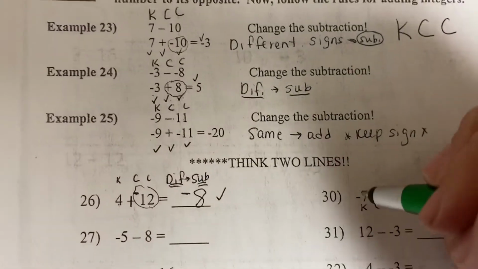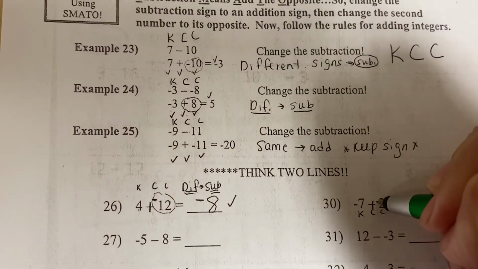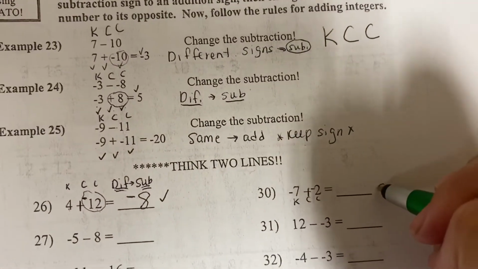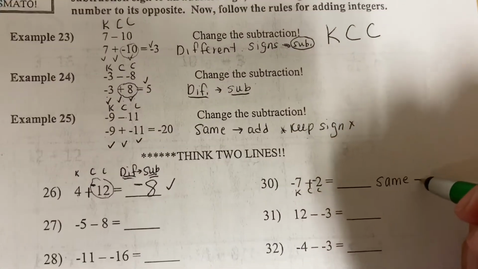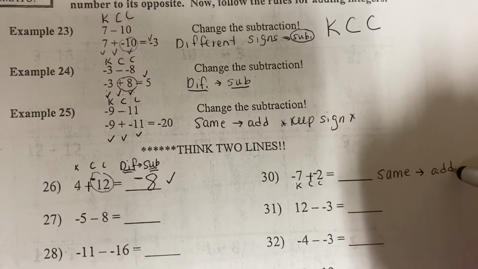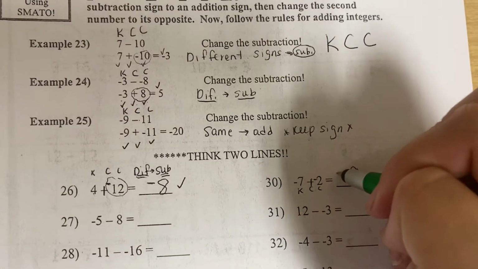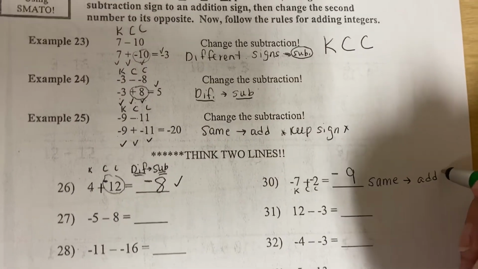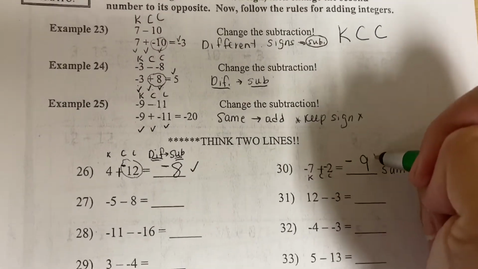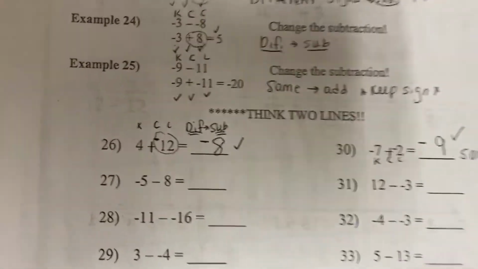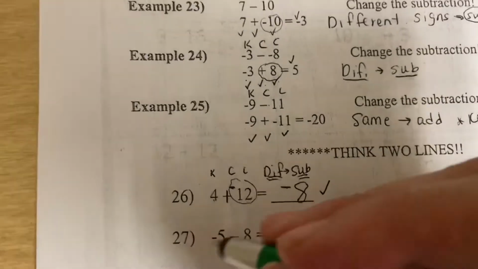Let's try number 30. You can even write it under, maybe that'll be a little bit easier. Keep, change, change. We have plenty of room over here now. They're the same, which means add. So 7 plus 2 is 9, and I keep the negative. So I have my note, I have the right answer, and that's all you're doing.